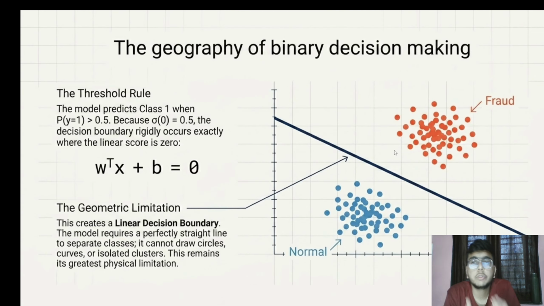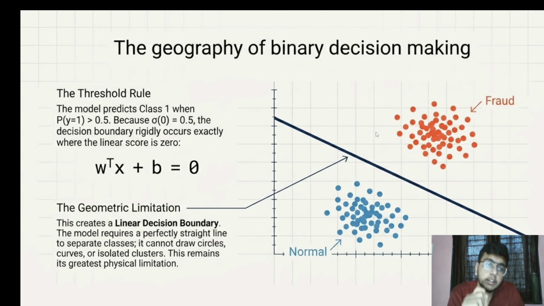The geography of binary decision making. We can see the geographical perspective of binary decision making. First of all, what is binary decision making? We have output either 0 or 1, yes or no. Yes means 1 and 0 means no. You can see in the graph that the fraud detection system is on the upper side and normal is on the lower side. If we get 1, then our new data point goes into the upper side of the line. If we get 0, then the new data point goes into the lower side of the line.